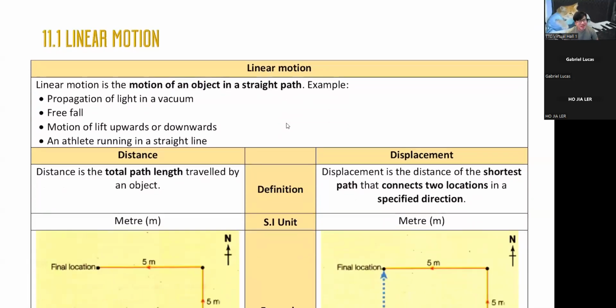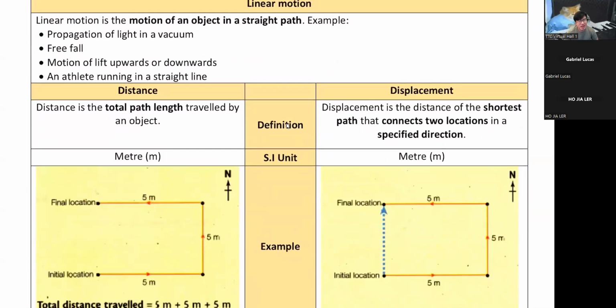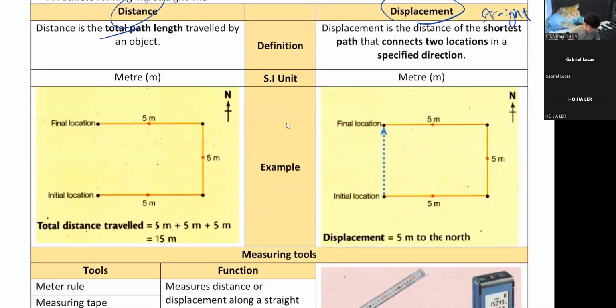Okay, I understand. Anyway, what's the difference between distance and displacement? They are essentially the same thing, just slightly different. Your distance is the total path you travel. Displacement is the shortest path, which means a straight line from the starting point to the ending point. Take for example here: I start from this location, I go here and here and here, and I end here. This is my final location.